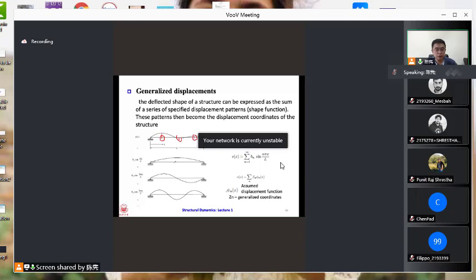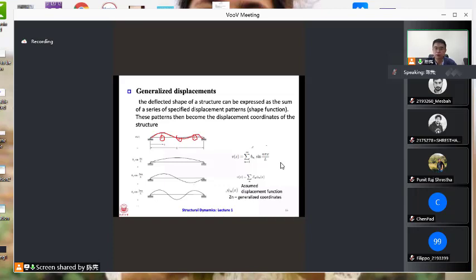But we have a different way. This curve is the real displacement. This real displacement can be expressed as the sum of a series of specified displacement patterns, which are called shape functions. This is a half sine, this is one sine wave, this is 1.5 sine, which means the combination of these three can represent the real deflection or real displacement. So the equation is like this. This is the function of the first one, the second one, the third one, and each one is multiplied by a coefficient, B1, B2, B3. If you use only three, it should be V(x) equals B1 times this curve, B2 times this curve, and B3 times this curve, and they approximate the real curve.